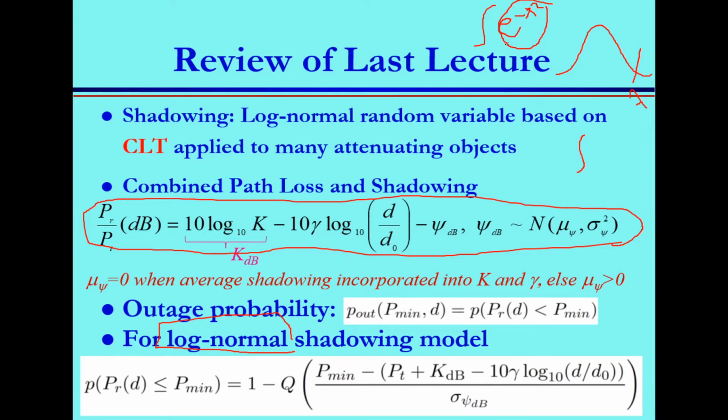This is basically the error. The error is the probability that it's below this threshold: your received power below this tail. It's something like this, and you just find the Q function, substitute it, and find the probability of outage.